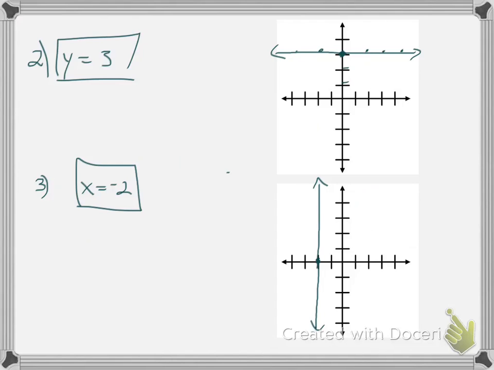This is an undefined slope, remember, here. This one is a slope of 0. And you notice this technically is y equals mx plus b, but if that slope is 0, they're not going to write it. So it's just y equals the constant.